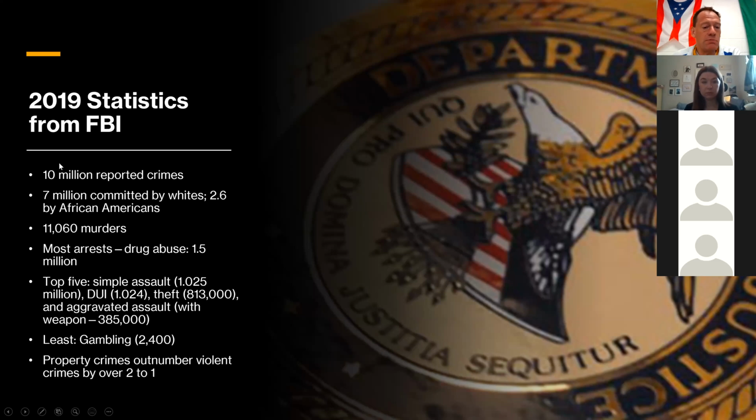There were about 10 million reported crimes in the United States in 2019. 7 million were committed by whites, 2.6 million by African Americans. Okay, I want you to keep that in consideration when we talk about the prison population. We look at the demographics of the prison population. So what is that? Almost 3 times as many crimes are committed by whites than blacks in the United States.